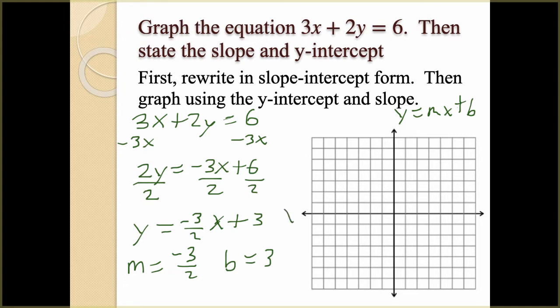Remember, this is my x, this is my y-axis. So I'm going to go up 3 on the y, which is right here. And then I'm going to use my slope of negative 3 halves. As I go from left to right, I'm going to go down 3 over 2. So my next point is right here. And I'm going to do that again, down 3 over 2. And I'm going to add one more just to make it easier to draw my line. Then we do our line.